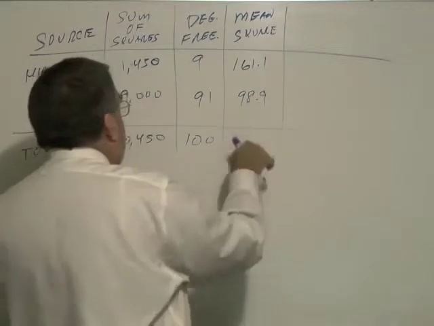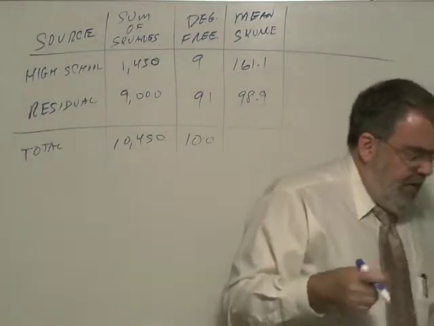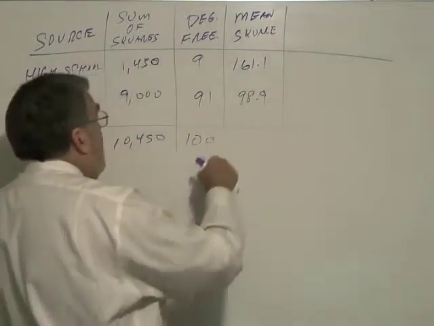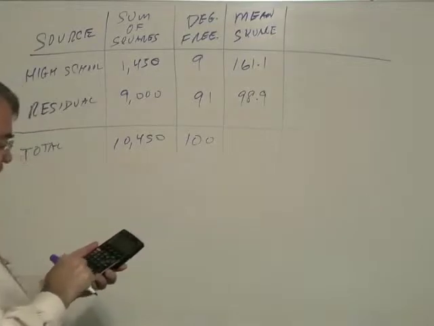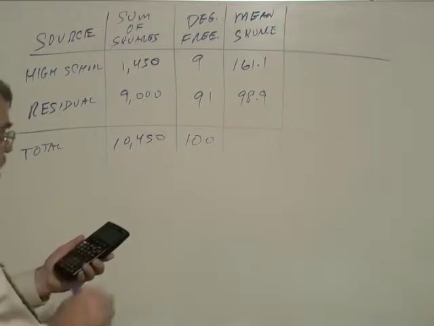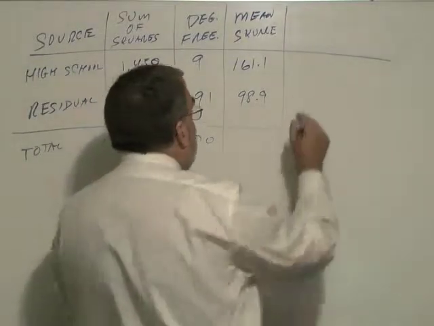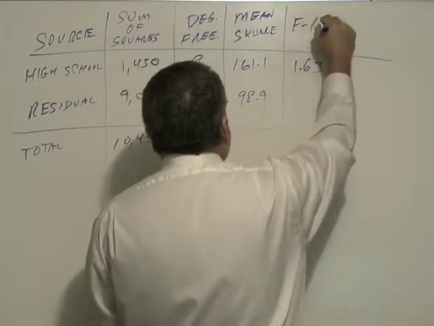Okay, so we don't worry about totals from here on out. They don't really mean much. The F ratio will be the quotient of this number divided by that number. So it's the ratio of the mean squares: 161.1 divided by 98.9 is 1.63. So that's the Fisher ratio, or the F ratio.